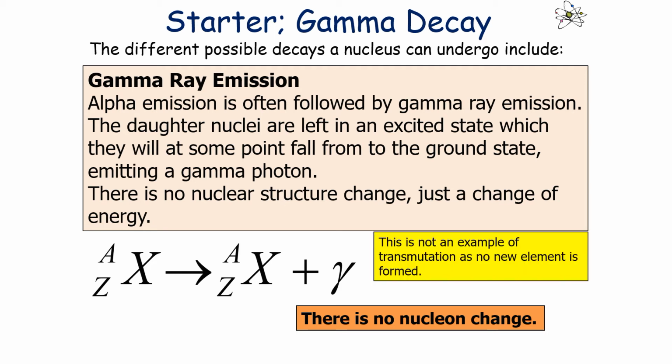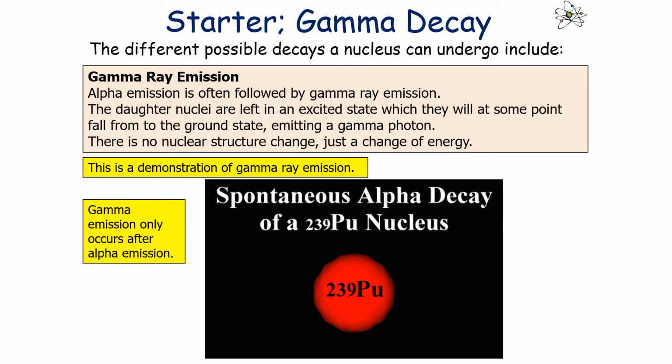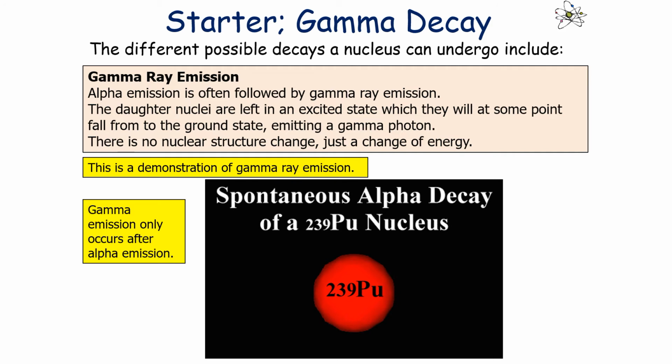Now, this is not an example of transmutation as no new element is formed. There is no nucleon change. Now, a nucleus which has excess energy before gamma decay is in what we call a metastable state. So this is a demonstration of gamma ray emission. Now, it's important to note that gamma emission can only really occur after alpha emission has taken place. So it's important to note that they are complementary processes to each other.